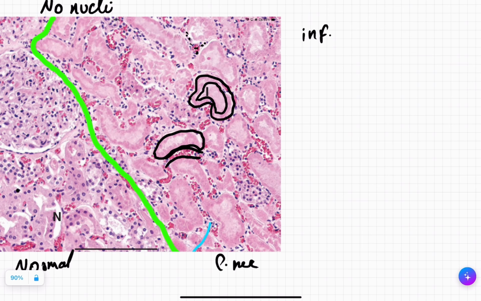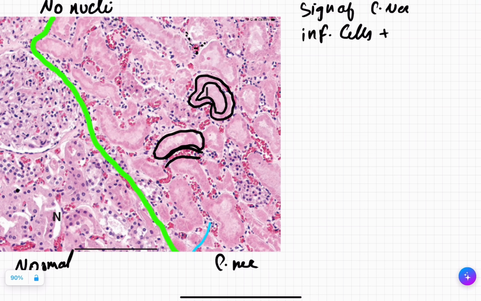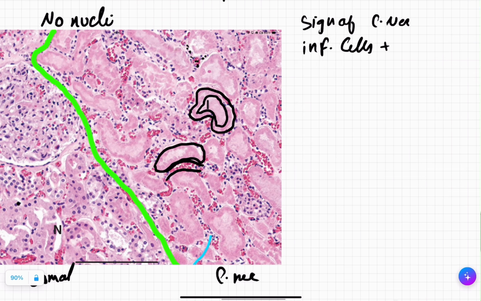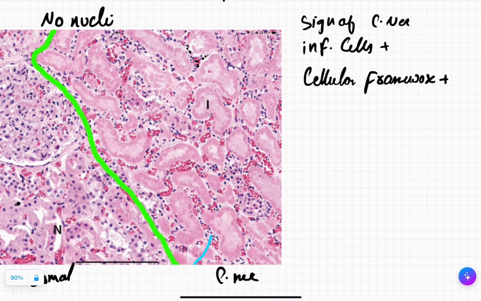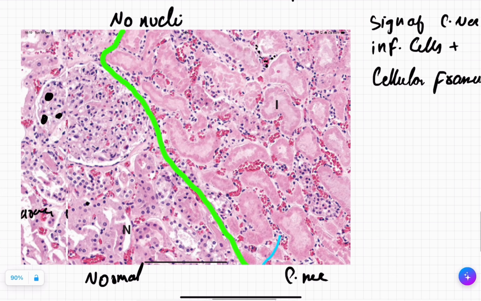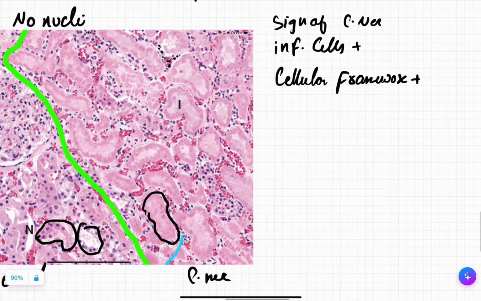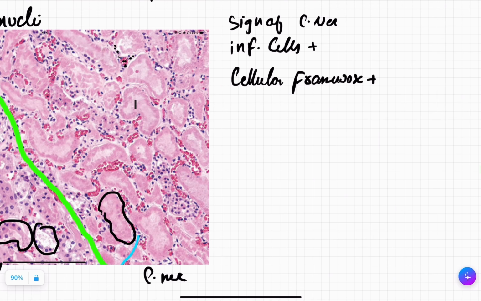Inflammatory cells will be present. Signs of coagulative necrosis: inflammatory cells will be present, and the cellular cytoskeleton or cellular framework is present. See, the cells have died, but still, do you see the similarity? They appear in this tubular state. They also appear in this tubular state. It means the cellular framework is still present.